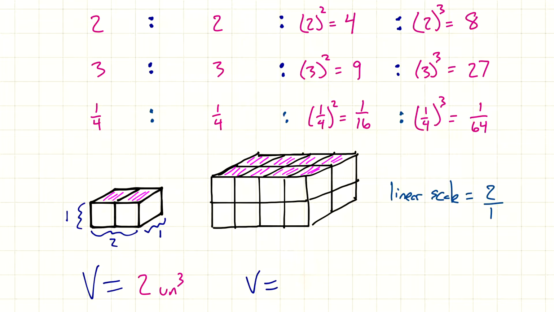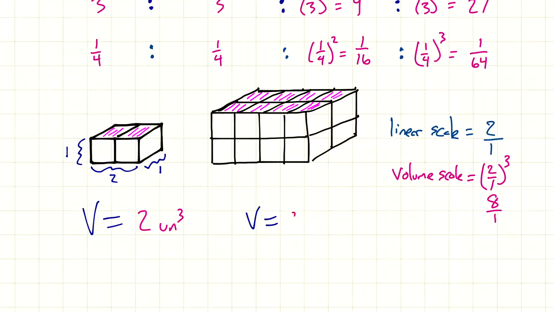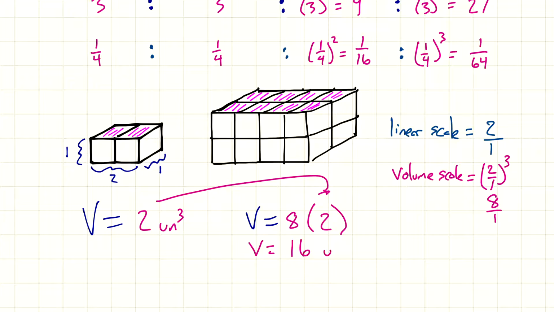So what that means is I'm going to take 8. Let me explain why. The volume scale factor means this is going to be 2 over 1 cubed, which is 8, or 8 over 1. So that means I could do 8 times this original 2. Let me redraw that. So this is 2. And so that means our volume is going to be 16 units cubed. All right, so that's kind of an easy example.